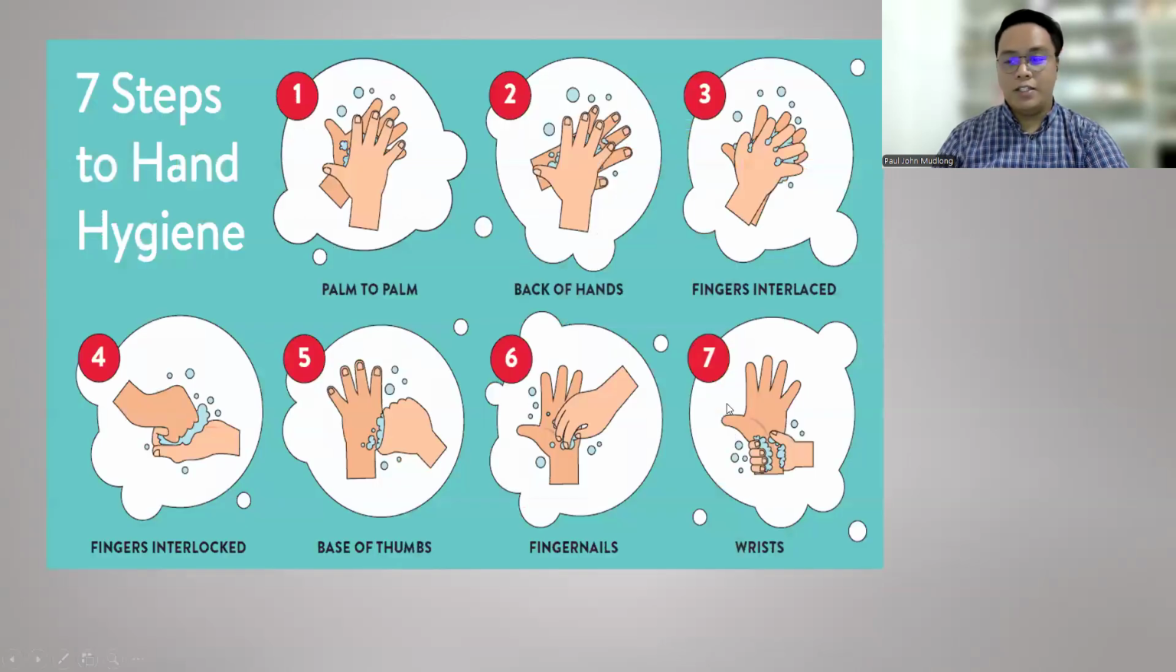7 steps to hand hygiene. So these are the steps you need to perform for hand hygiene. If I'm not mistaken, the timing for this is that they usually do this while singing happy birthday. So once you finish happy birthday, that's the time that you can finish the hand washing. So first one would be palm to palm.